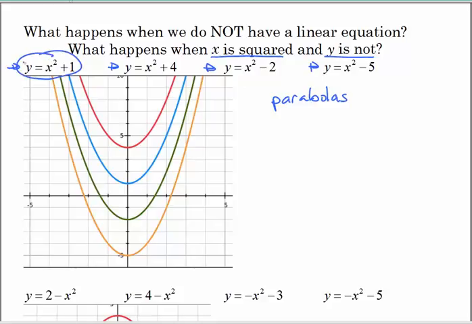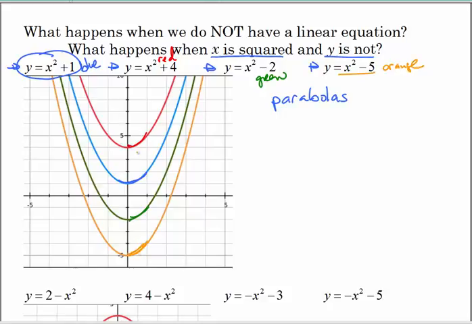Y equals x squared plus 1 is the blue one. Y equals x squared plus 4 is the red one. The x squared minus 2 is the green one. And the last one, which I guess is kind of orange, is down here.